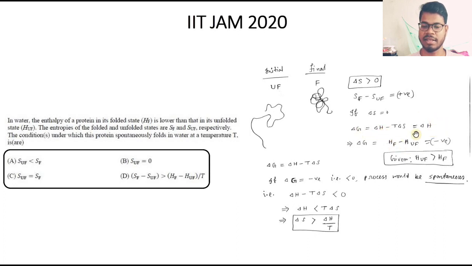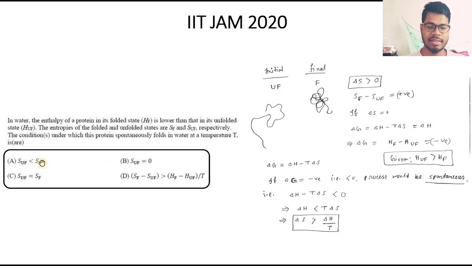If delta S equals 0, so delta G equals delta H. So delta H means H of F minus H of U. H of U is greater than H of F, that means this value will be negative. So delta G will be negative, that means the system is spontaneous. So if delta S equals 0, then also the system will be spontaneous. So option B is also correct.